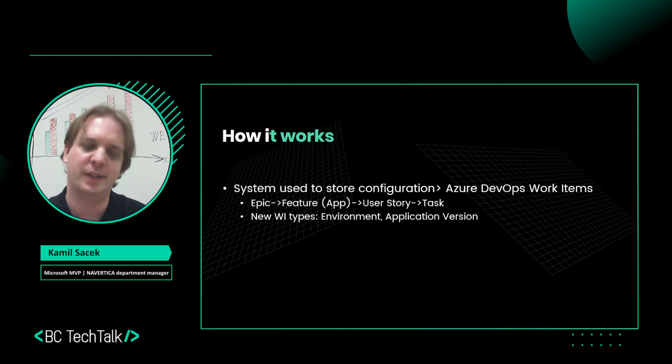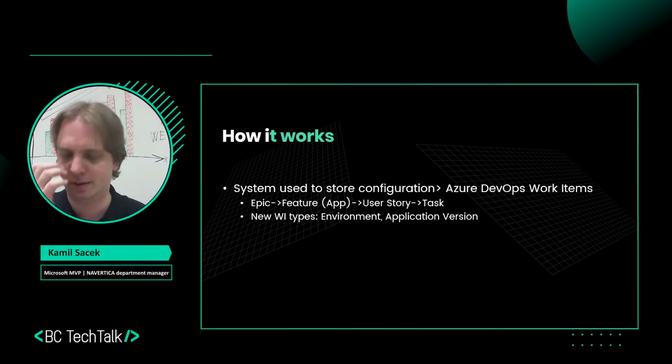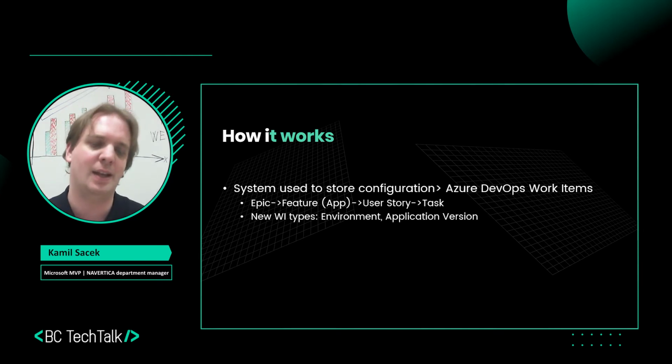We are not using only these standard types of work items, but we created even 2 new types of work items, because in Azure DevOps you can extend with your own work item types. We created the work item environment, which is describing our environments, and application version, which is something more specific than the feature. It means it's for describing that there are multiple versions of the application and some configuration connected to that. But we will mostly talk about the environment work items in this session.